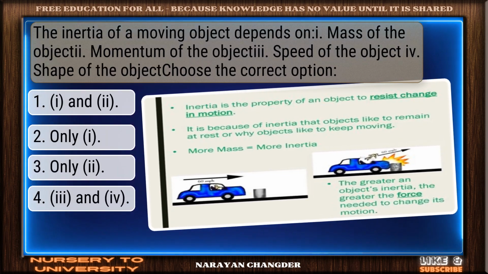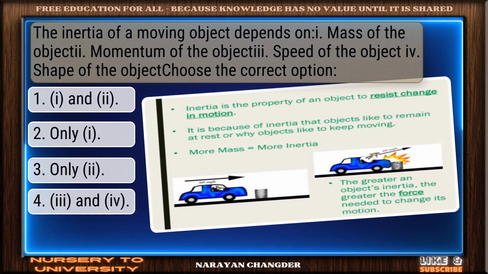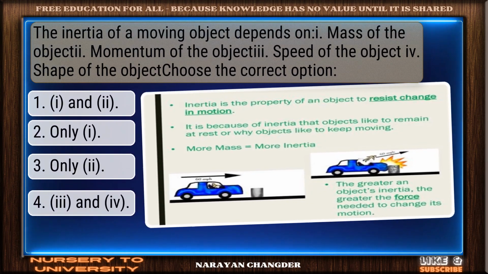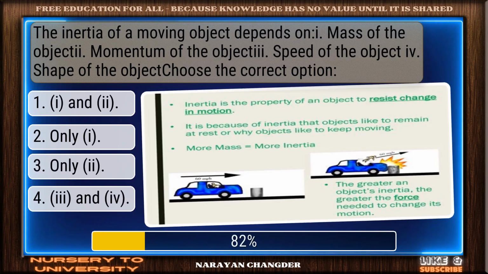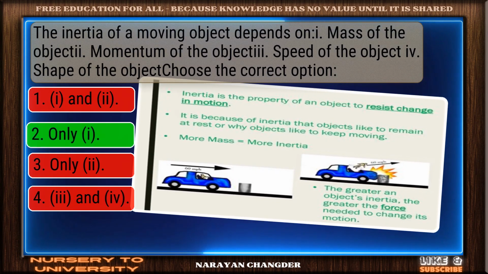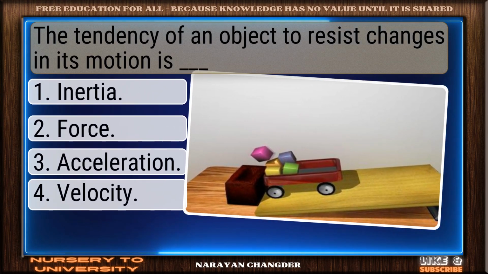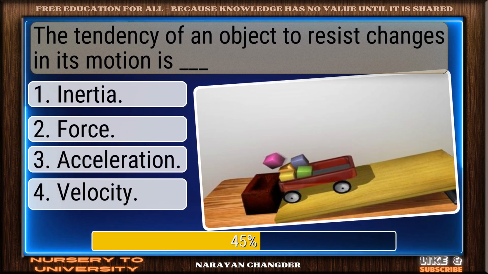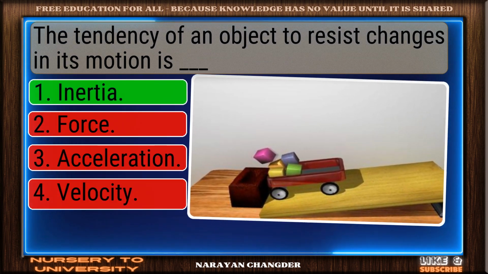Question number 35. The inertia of a moving object depends on: one, mass of the object; two, momentum of the object; three, speed of the object; four, shape of the object. Choose the correct option. Smart move. Only one is an accurate answer. Question number 36. The tendency of an object to resist changes in its motion is dash. Solid response. Inertia is a valid choice.